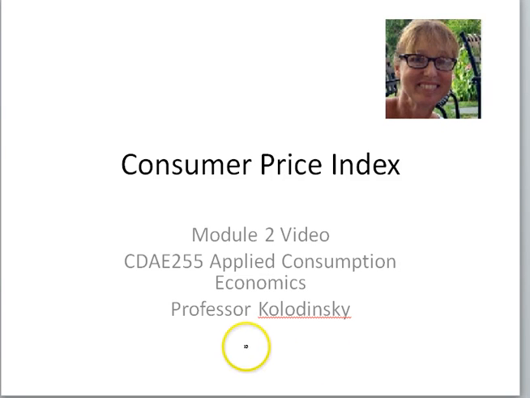Hi class, today we're going to cover something called the Consumer Price Index. The Consumer Price Index, or CPI, is a measure of the average change in prices over time in a fixed market basket of goods and services. We say, in the United States, that there are two CPIs that we can calculate. One is called a Paasche CPI, and one is called a Laspeyres CPI.